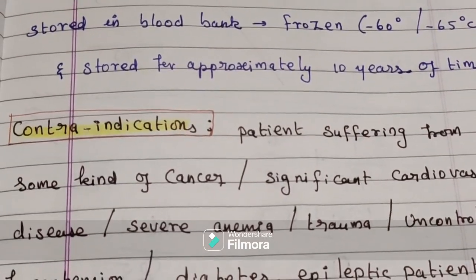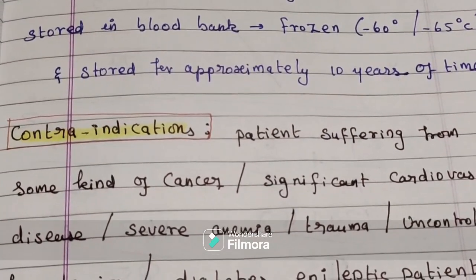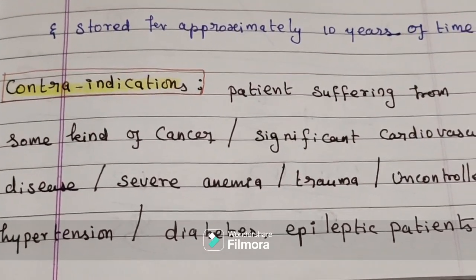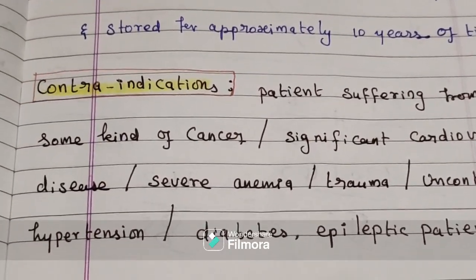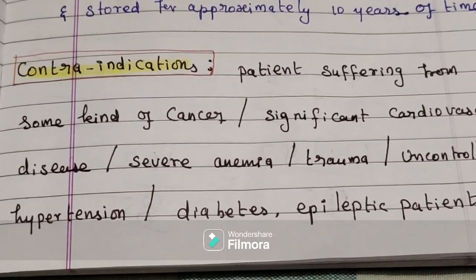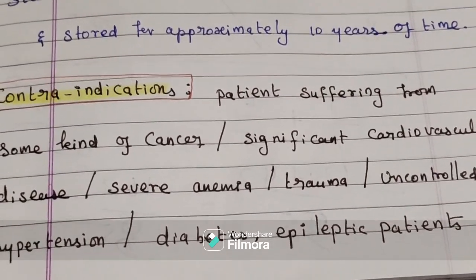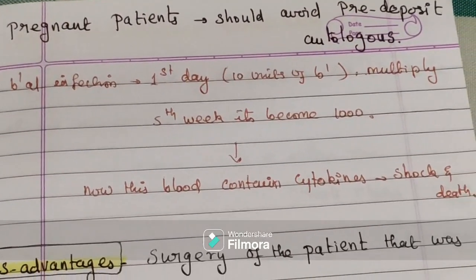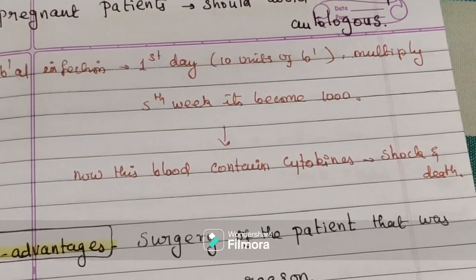What are the contraindications? If that person is suffering from some kind of cancer, cardiovascular disease, severe anemia, trauma, uncontrolled hypertension, or diabetes, or is in the pregnancy period, avoid pre-deposit autologous transfusion.